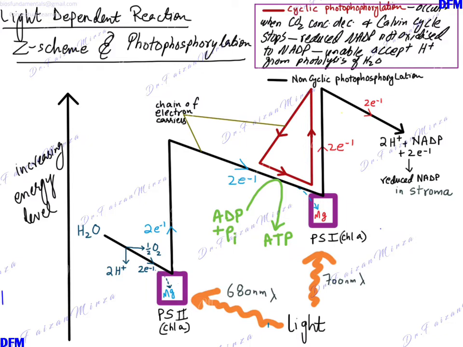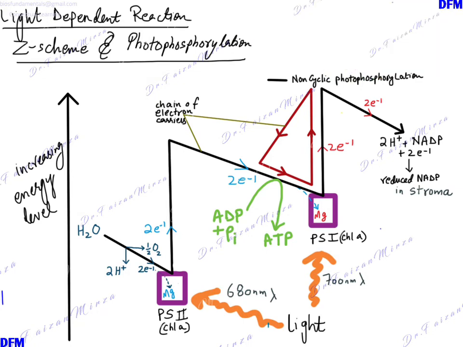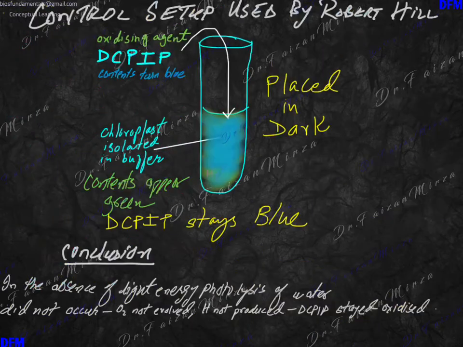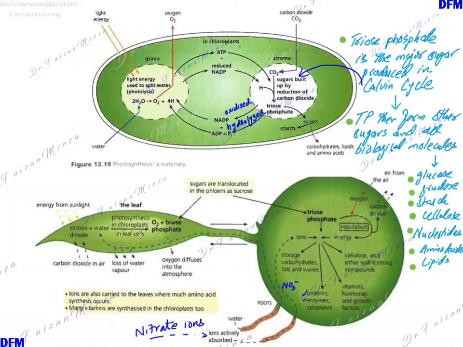Why is cyclic photophosphorylation important? The cyclic photophosphorylation occurs when carbon dioxide concentration decreases and the Calvin cycle stops. Reduced NADP is not oxidized to NADP and is unable to accept H+ from the photolysis of water. I already discussed with you previously that regeneration of reduced NADP turning into oxidized NADP is very required. So I discussed this in the previous video that NADP is reduced in the light dependent stage. The reduced NADP comes into the stroma.